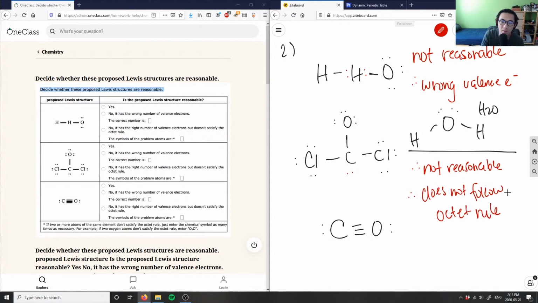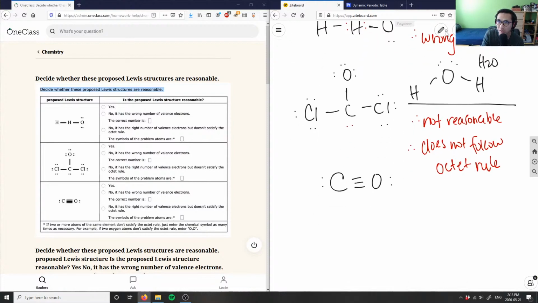It does not follow the octet rule, because again, I have these 2 valence electrons here. And the correct structure for this one would be Cl bond C bond Cl, and this would be a double bond to O here. And this here, I have 2 lone pairs on this side, 1, 2, 3, 4, 5, 6, so 1, 2, 3, 4, 5, 6. And this would be the correct structure.